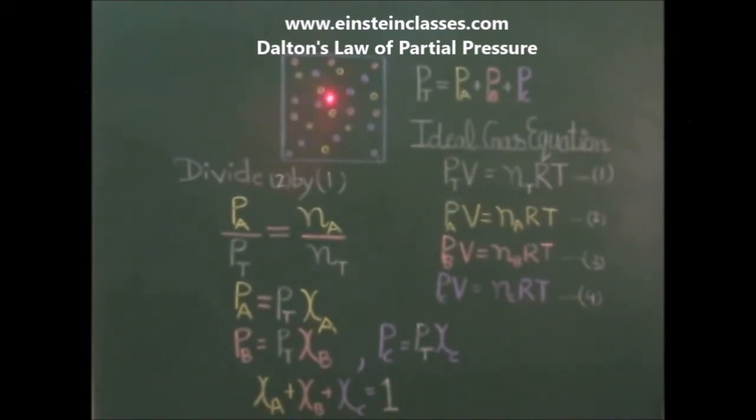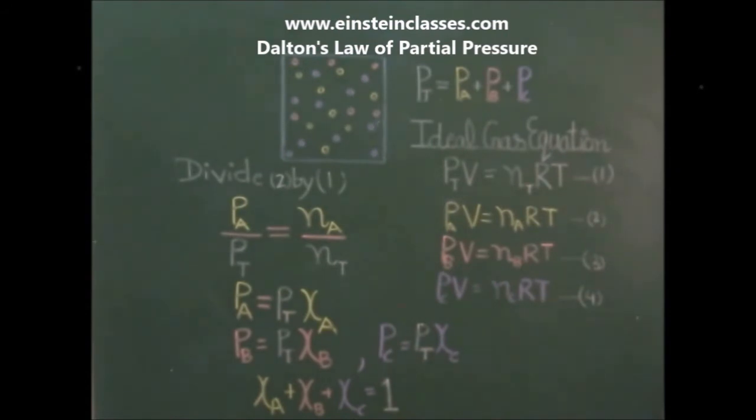Now we are discussing Dalton's law of partial pressure. If in a container we take more than one non-reacting gas, suppose A, B and C, which we are showing with different colors, then the total pressure in this container is the sum of the partial pressures of each gas, that is PA plus PB plus PC.